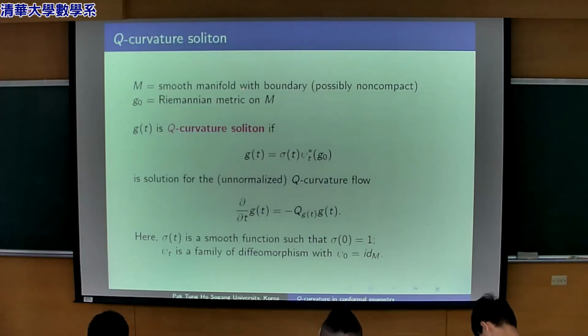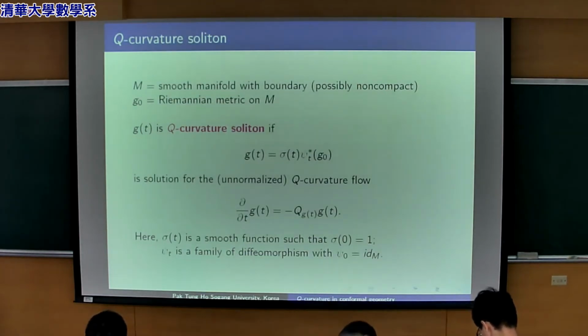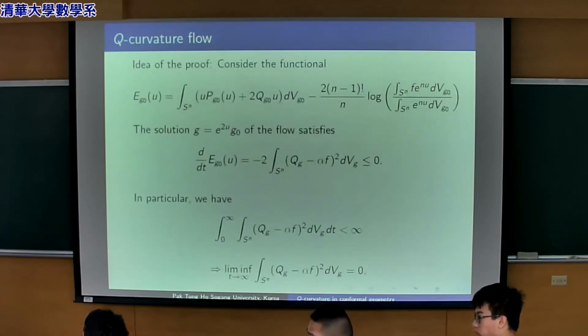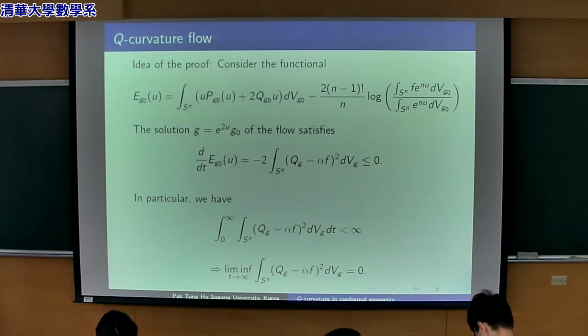Suppose I have a manifold, maybe a non-compact one. In the previous proof, where did you use the condition for the sphere?